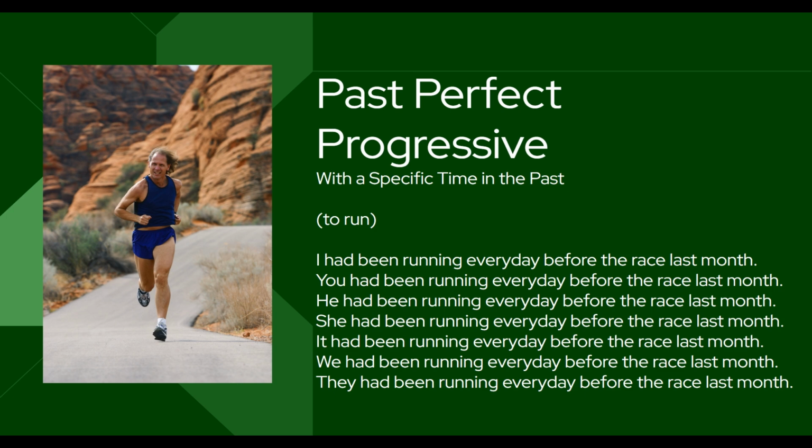For the past perfect progressive, here is an example with a specific time in the past. I had been running every day before the race last month. You, he, she, it, we, and they had been running every day before the race last month. So you notice the race last month is a specific time in the past.